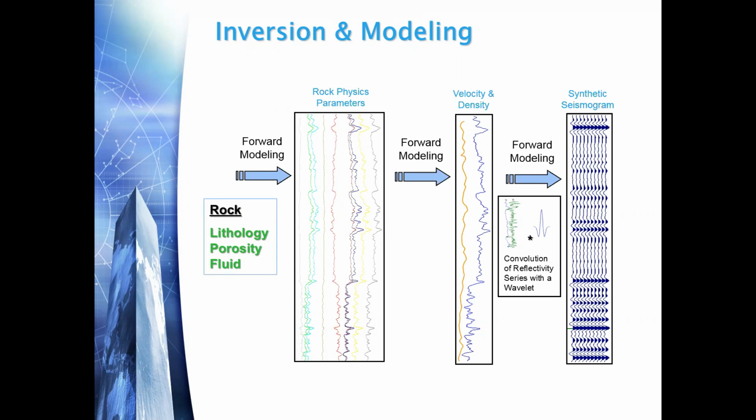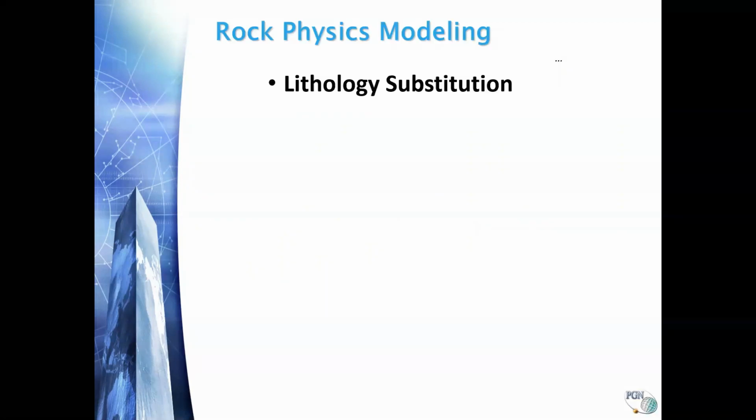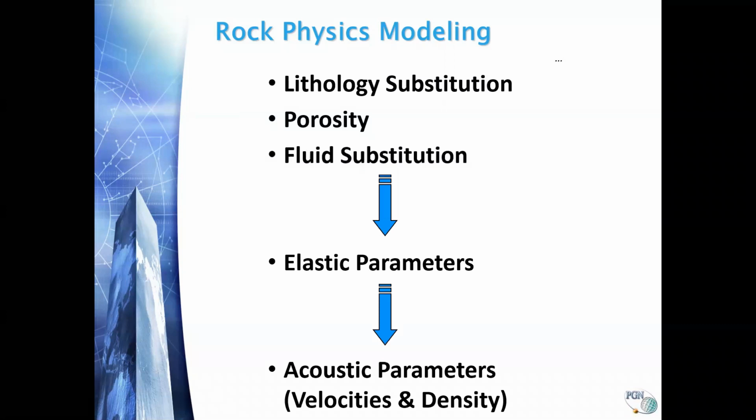And similarly, in inversion, we are moving backward. We compute the acoustic impedance, and somehow we break the acoustic impedance, which is the product of velocity and density. And then using further inversion or correlations, we can compute the elastic parameters. And further, we can interpret them into lithology, porosity, and fluids. So this is the same thing which I discussed, that we have lithology substitution, porosity, and fluid substitution, which generates the elastic parameters, which in turn generate the acoustic impedance, which is the product of velocity and density. And so we are getting the seismic response.